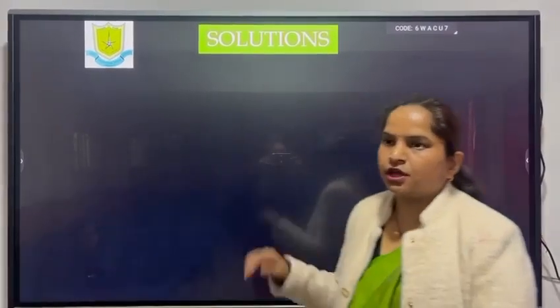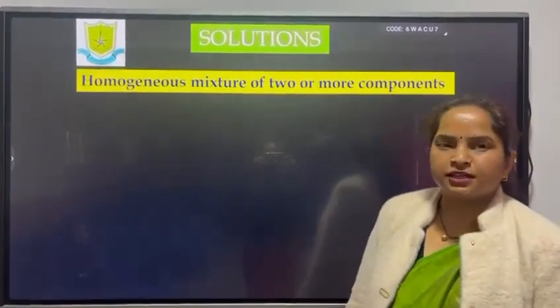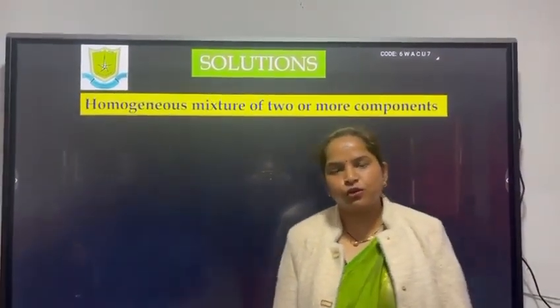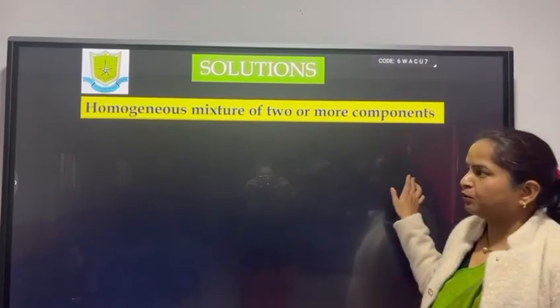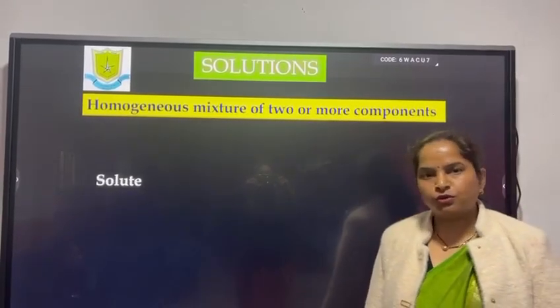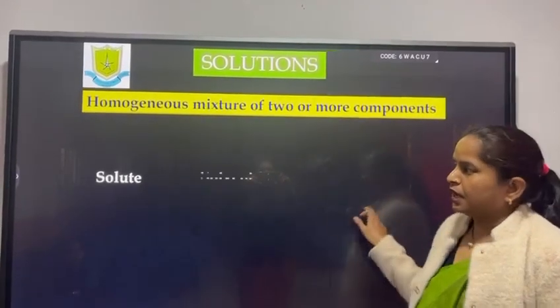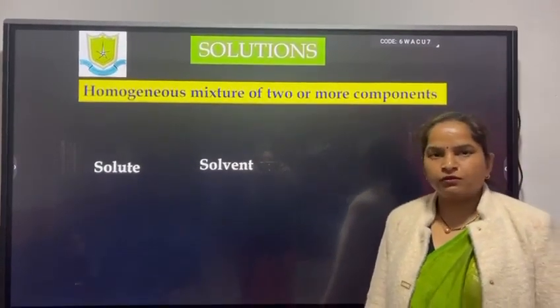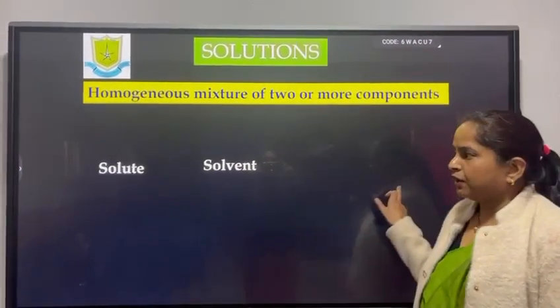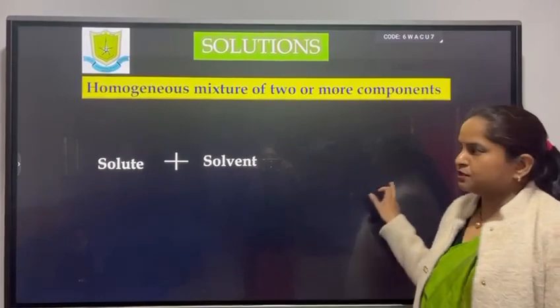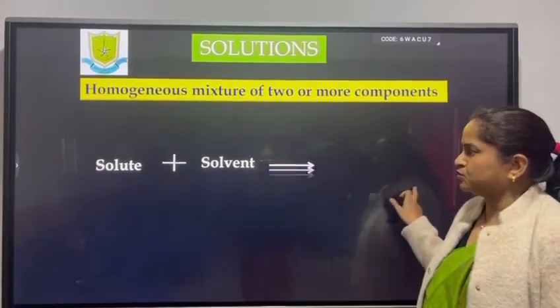Today I am going to introduce the very first chapter of class 12, which is solutions. What are solutions? Solutions are homogeneous mixtures of two or more components. Here, what are components? A component may be the solute, which is in a small quantity, and the other component is the solvent, which is in large quantity. When we add both of these components, what we get is called a solution.